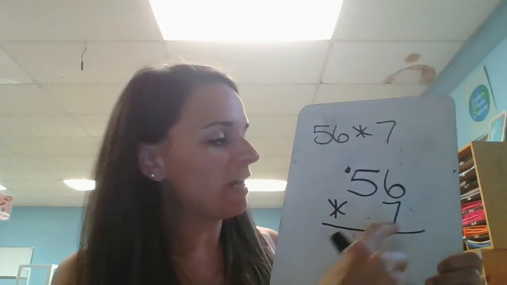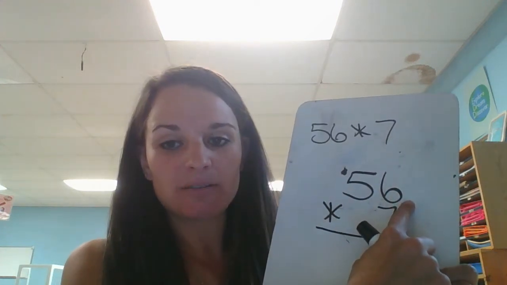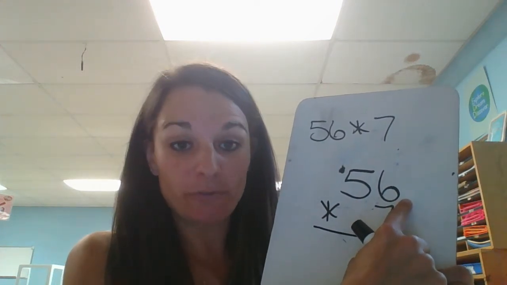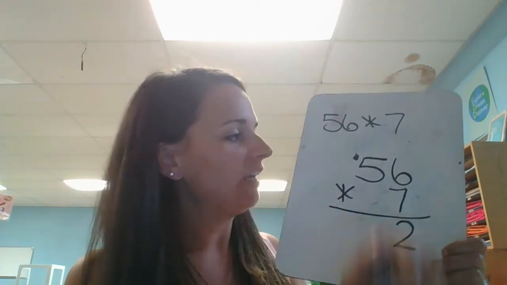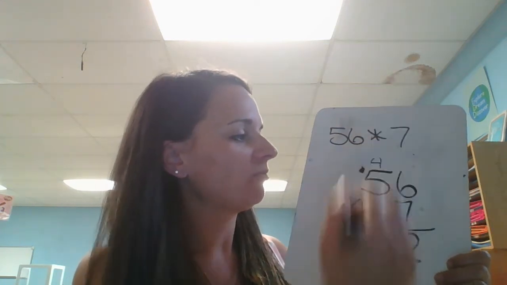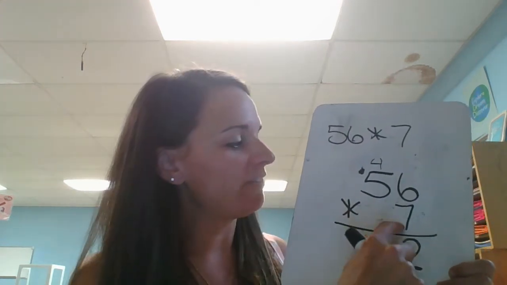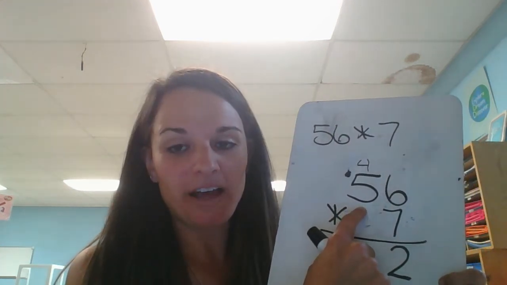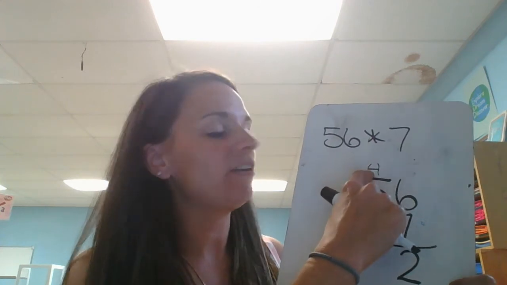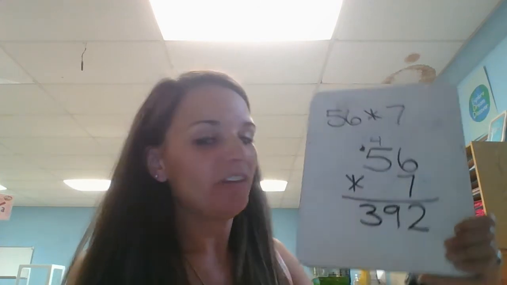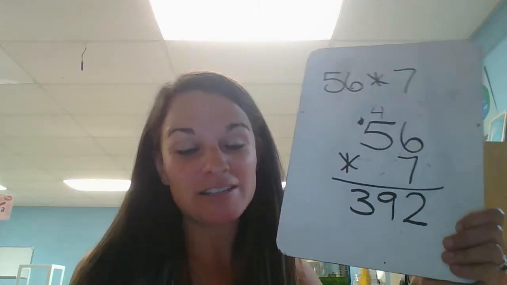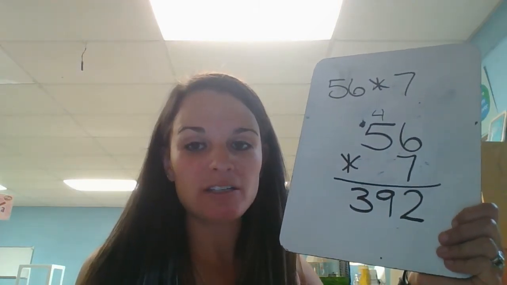All right, so first we have to do 7 times 6, and it's 42. So we're going to write the 2 down here underneath the 7, and then we're going to carry the 4. Then we have to do the next number. 7 times 5 is 35. Then we have to add the 4, which is 39. So that's it. That is our product. It gets us there so quick and so easy.